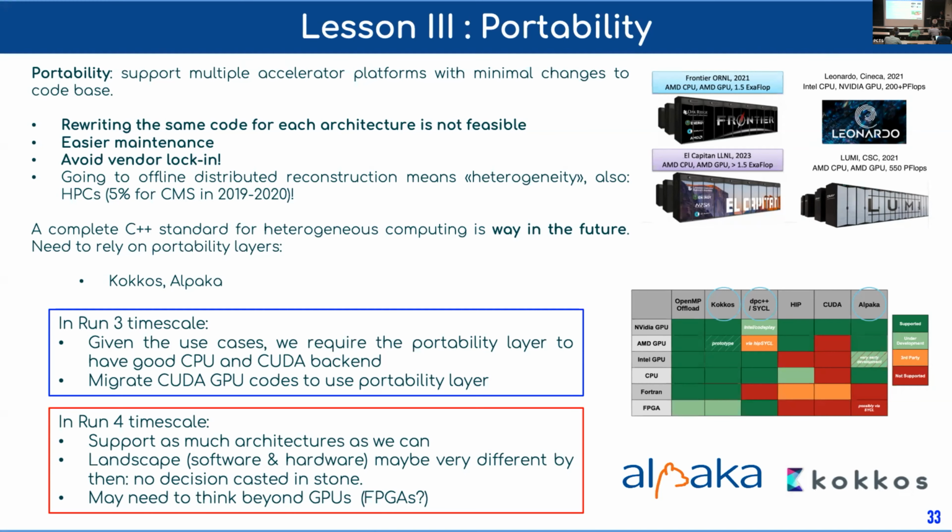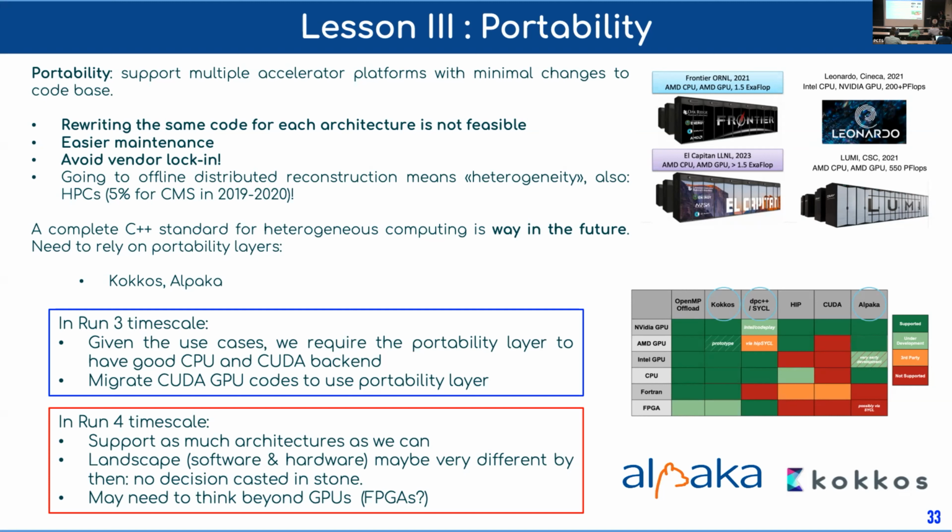It is easier to maintain because you have a single repository, and you should have something that goes to multiple backends. This avoids vendor lock-in, because at the moment in CMS, we are only relying on NVIDIA GPUs. So in some way, if NVIDIA decides that, I don't know, they want us to pay double for their GPUs, this is something that we can do nothing about for the moment.